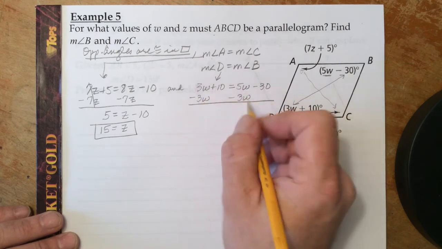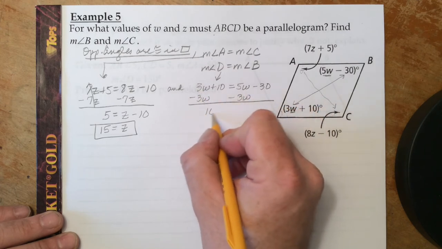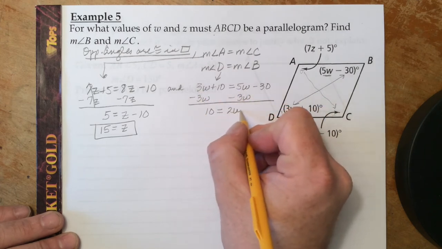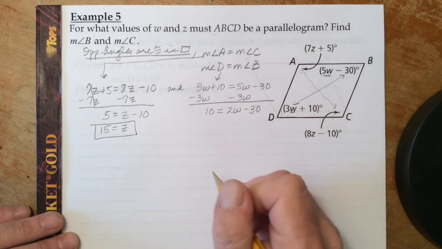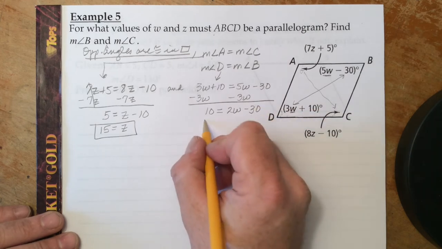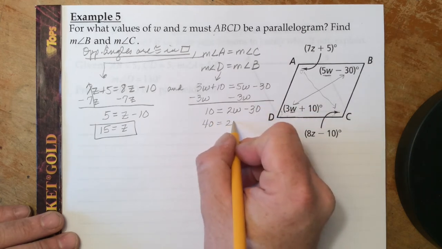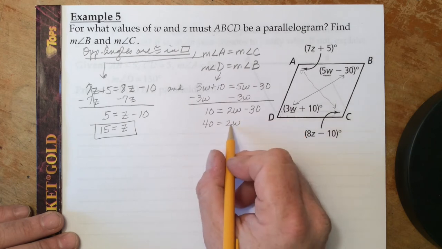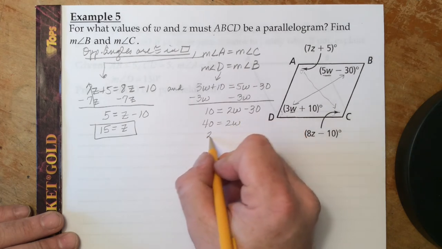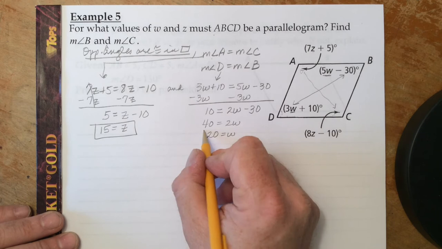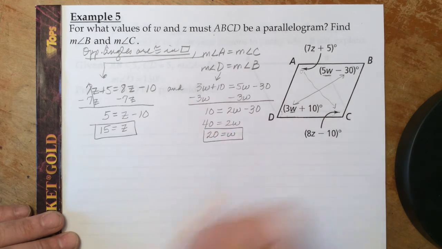Then over here, we can subtract 3W from both sides. When we subtract 3W from both sides, over here we get 10. Over here we get 2W minus 30. Adding 30 to both sides will give us 40 equals 2W. Then getting rid of the 2, we divide both sides by 2, and W is 20. So we've now found both the variables.